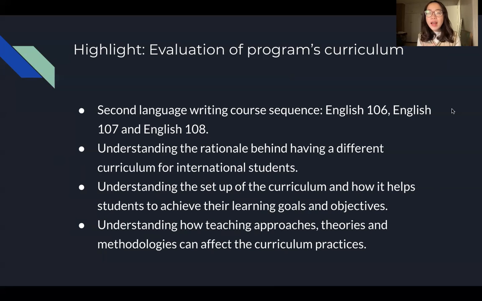So the process of evaluating the curriculum really helps me to understand the rationale again behind having a different curriculum for international students instead of asking them to do something similar to domestic students, and it also helps me to understand the setup of the curriculum and how it helps students to achieve their learning goals and objectives. And then I also understand how teaching approaches, theories, and methodologies can affect the curriculum practices, knowing that different teachers would have very different ways of teaching their class. Making sure that the assignments are coherent and consistent is key in order to help promote consistency throughout the program.